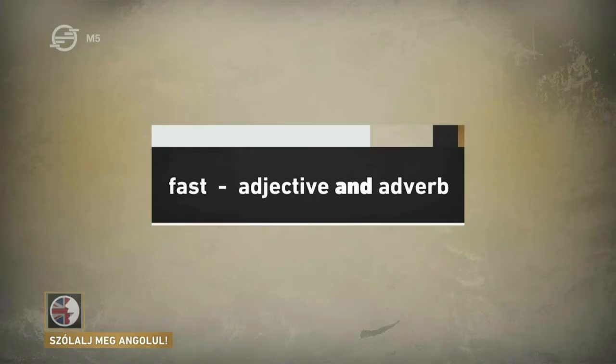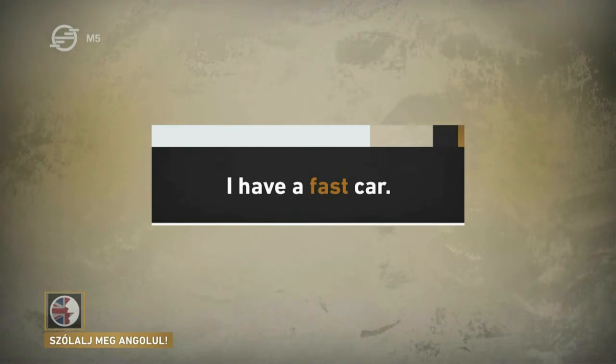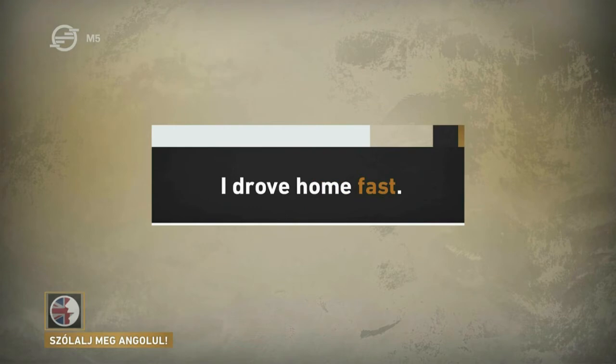Now, we also have another possible opposite adjective for slow. We can also use the adjective fast as the opposite of slow. Now, fast is a bit of a funny word. Fast is an adjective and an adverb. The form is the same. I can say that I have a fast car using fast as an adjective, and I can also say that I drove home fast using fast as an adverb.